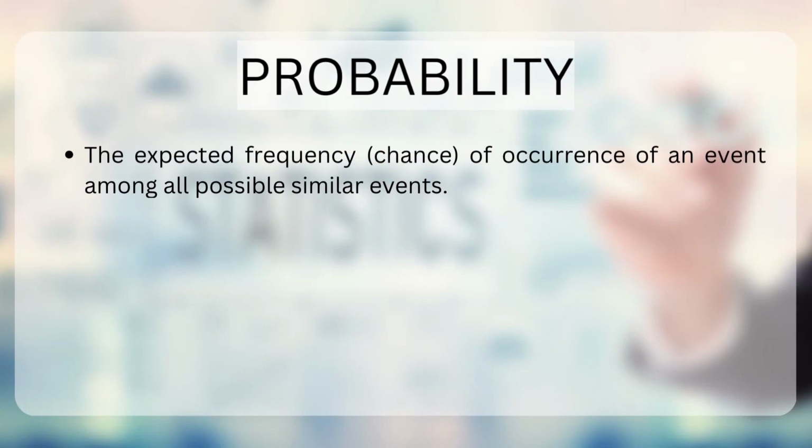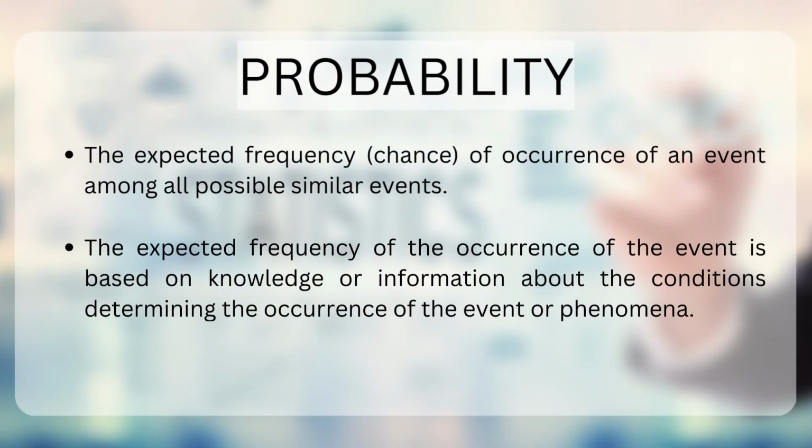So let us try to understand the term probability first. What exactly is probability? Well, probability is the expected frequency or the chance of occurrence of an event among all possible similar events. Out of those possibilities, how come there is a frequency or a chance of any one particular event to win over or to occur in comparison to all other similar possible events. It also refers to the expected frequency of the occurrence of the event, which is based on knowledge or information about the conditions determining the occurrence of the event or phenomena.